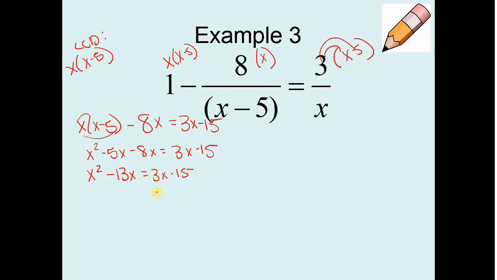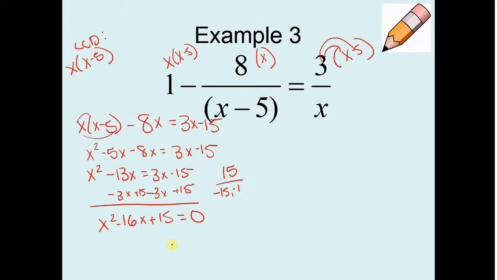Okay. Get to the other side. It's like the chicken across the road. Plus 15. X squared minus 16x plus 15 equals 0. Whoo! AC method. 15. Negative 15 and a negative 1 will work for us. So we're going to have x minus 15, x minus 1 equals 0. Okay, so x equals 15 and x equals 1. Those are my two answers. Not done yet. Checking.